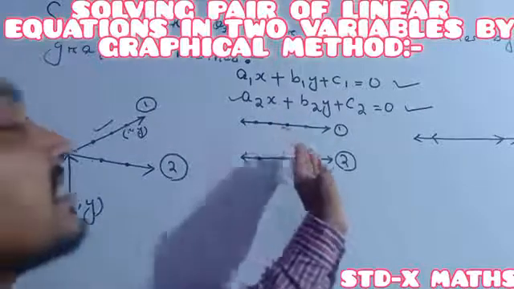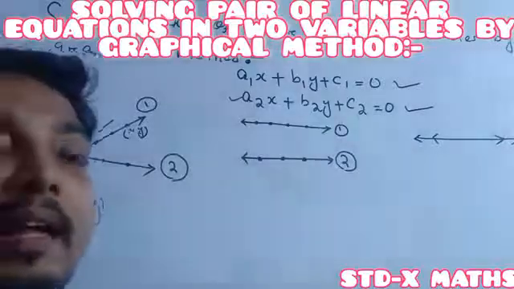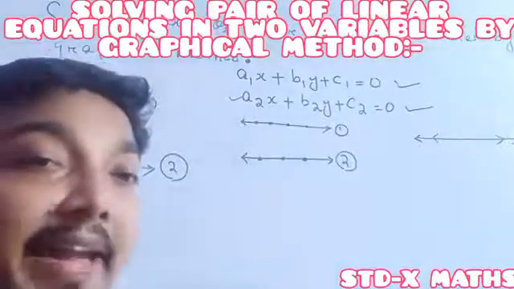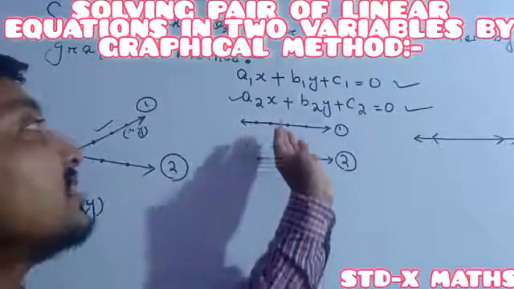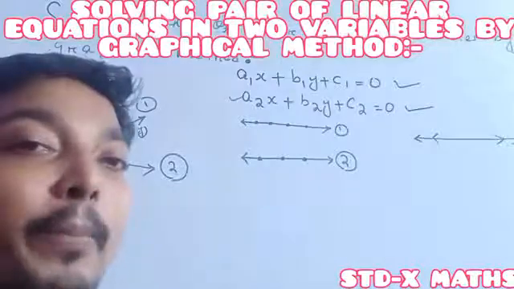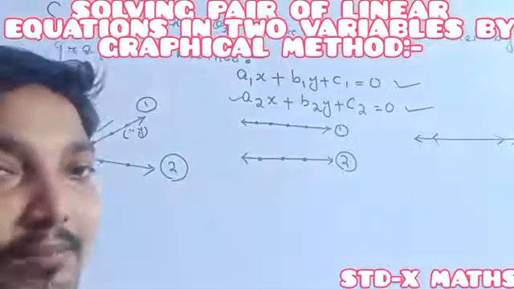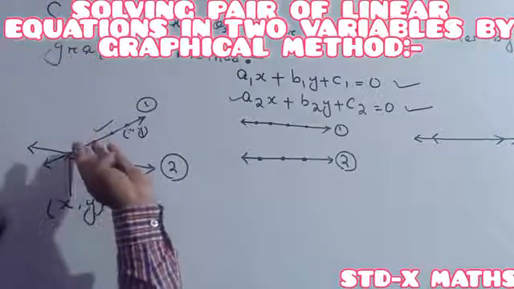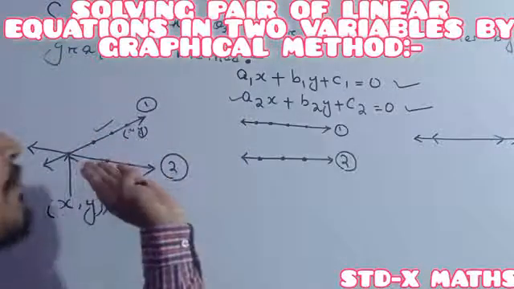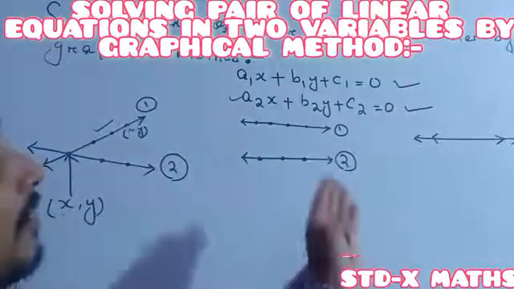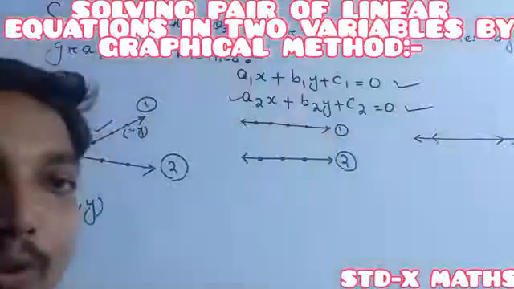Here in this situation we are not getting any point common between the two lines. So in this situation we cannot find the solution for the pair of linear equations in two variables. Okay, as here there is a point common between the two lines, that point is called the solution of the pair of linear equations in two variables.